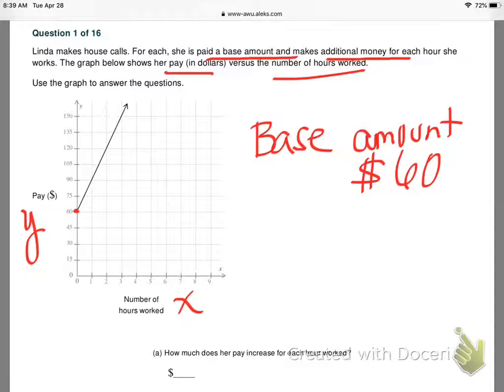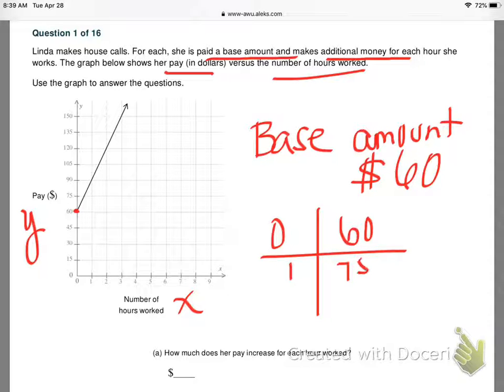Now what we want to do is find out the answer to the question: how much does her pay increase each hour she worked? Well, for 0 hours, she made $60. All right, let's take a look at 1 hour. For 1 hour, it's 75. For 2 hours, 1 hour is 90. 2 hours is going to be 120.